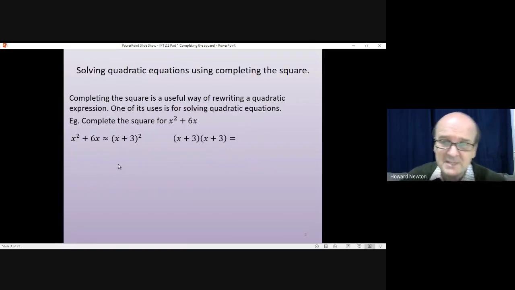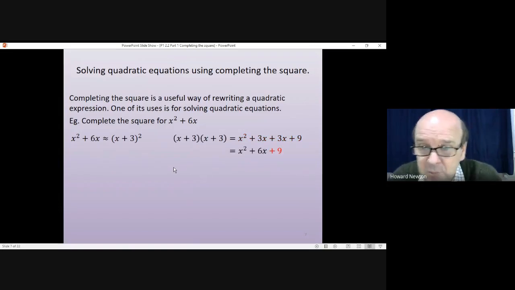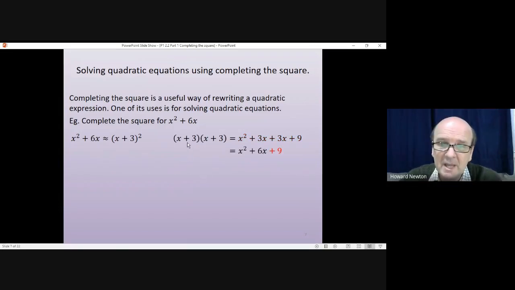Well, x plus 3 squared is x plus 3 times x plus 3. If I multiply that out, I'll get x squared, which is what I want. I'll also get 3x twice, which gives me 6x, which is what I want. I'll also get plus 9 when I do the 3 times the 3. The plus 9 I don't want. That was not in the original expression.